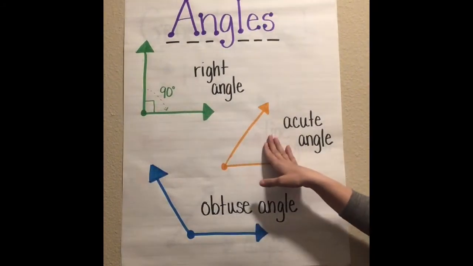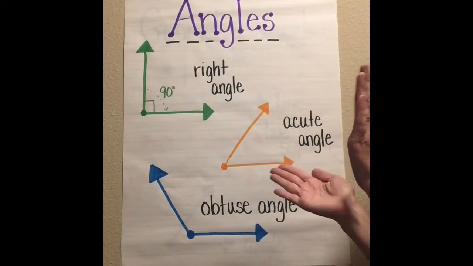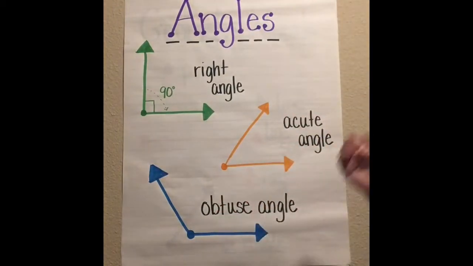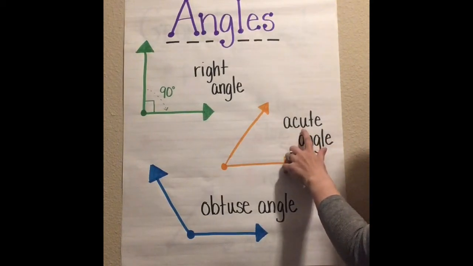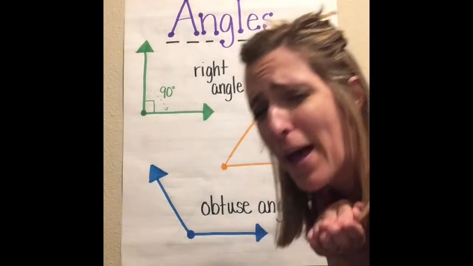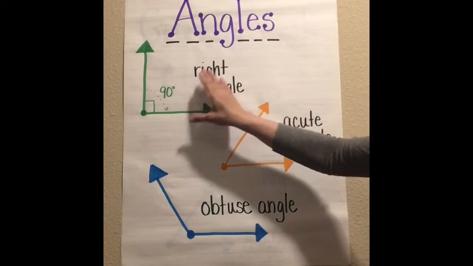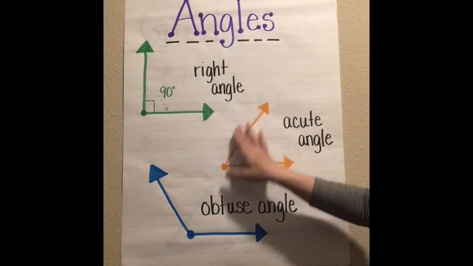Now, in orange over here, you have what's called an acute angle. Notice it's smaller than a right angle. What I like to tell my students is to look for the word C-U-T-E, cute. Think about, oh, it's such a cute little puppy. Cute puppies are small. So it's smaller than a right angle, an acute angle.